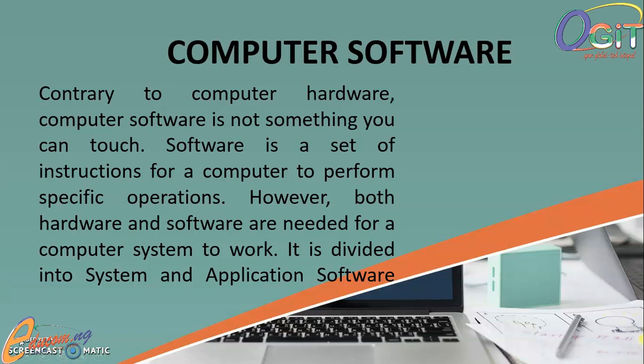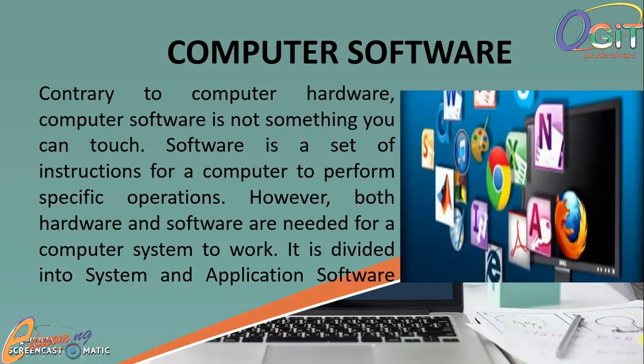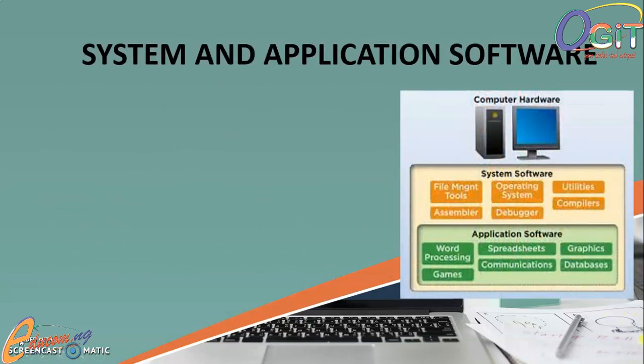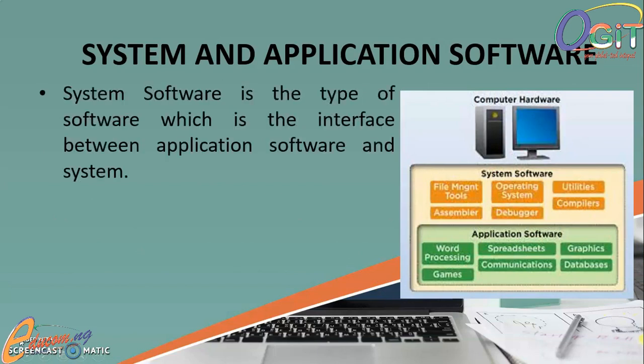Now, this computer software is divided into system and application software. Now, let's discuss the two. What is a system software? A system software is a type of software that serves as an interface between your application software and your computer system. A typical example of this is our operating system. Our operating system interfaces our application software with the system. It serves as a platform for our application software to run and execute.